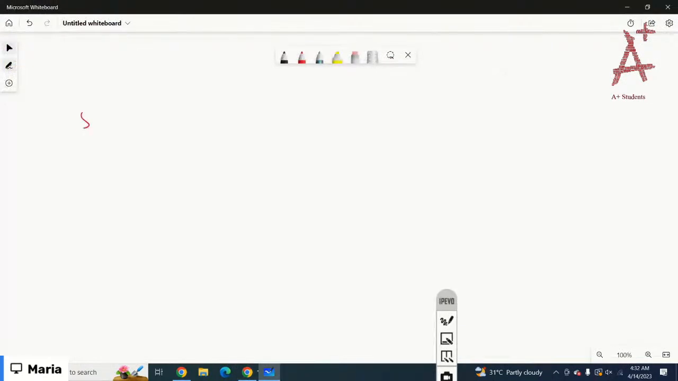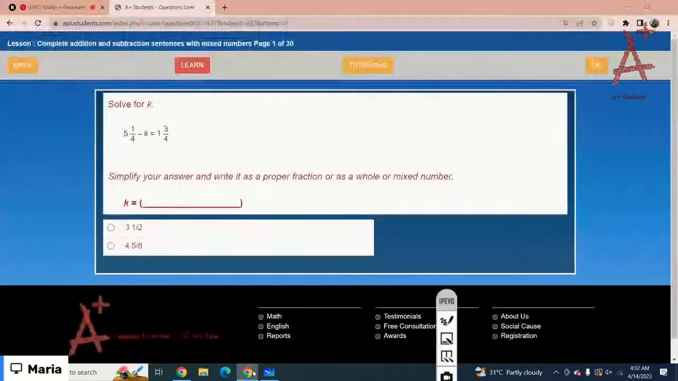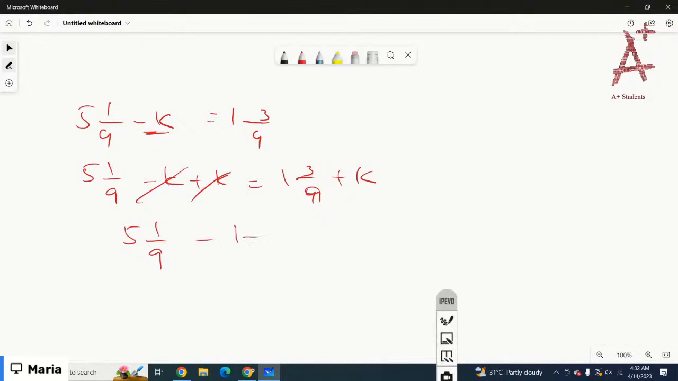5 whole 1 over 4 minus k equals 1 whole 3 over 4. Okay, first of all, just remove that k from here. That means you're going to add k both sides. So it would be 5 whole 1 over 4 minus k plus k equals 1 whole 3 over 4 plus k. So k minus k is 0. You are left with 5 whole 1 over 4. Move 1 whole 3 over 4 to the other side. It would be minus 1 whole 3 over 4 equals k.